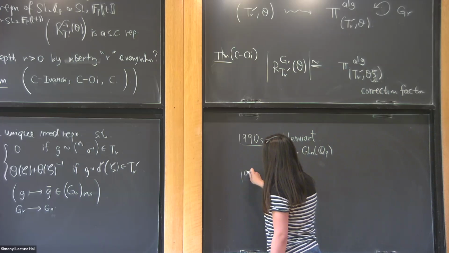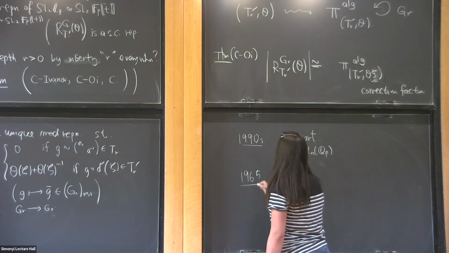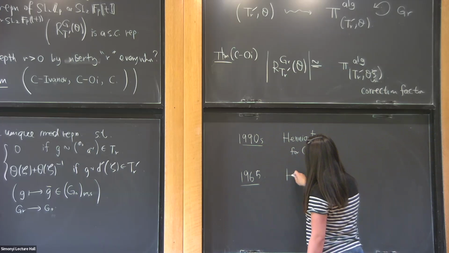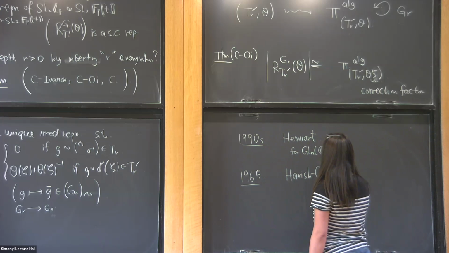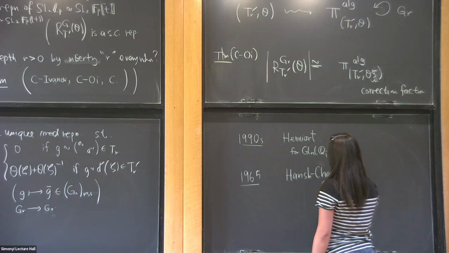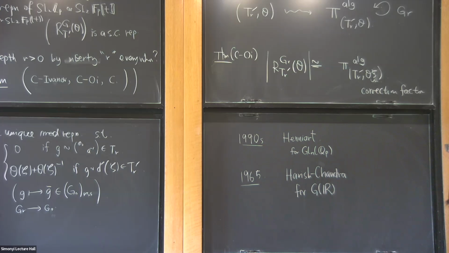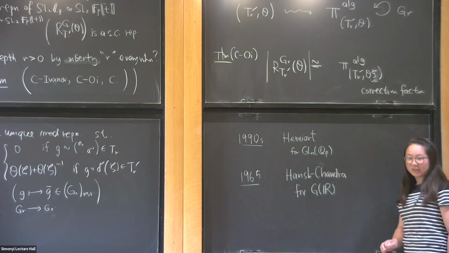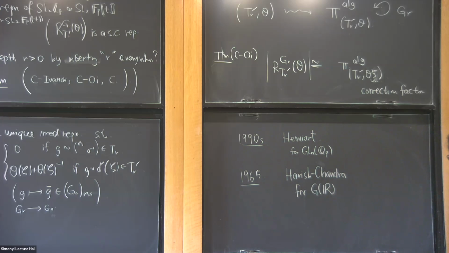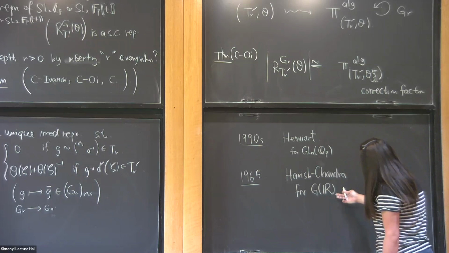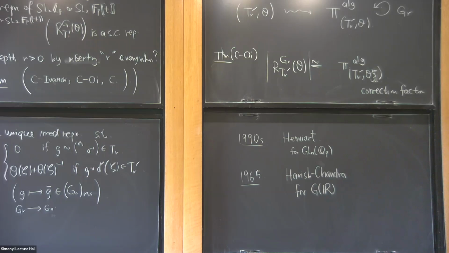But before this, in 1965, Harish-Chandra had some characterization formulas of this type for G of R, so real groups. This was also really important for the Langlands correspondence. Langlands crucially used this in his classification of irreducible representations into L-packets.